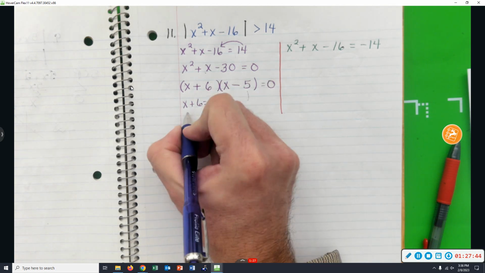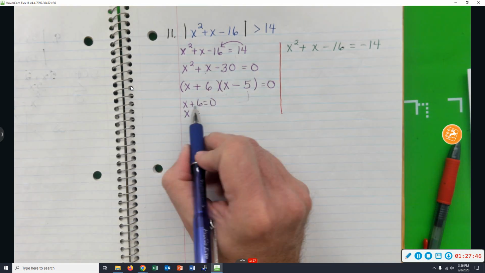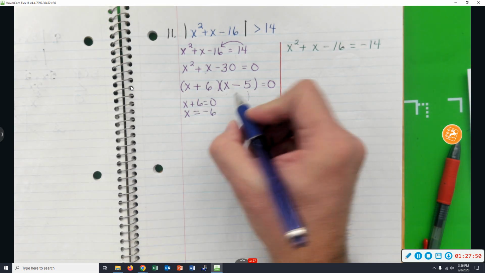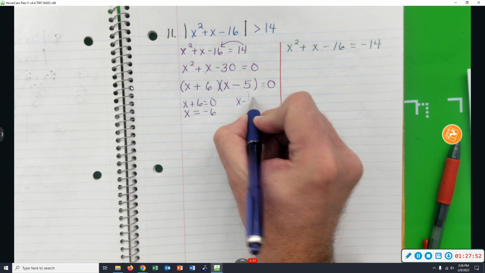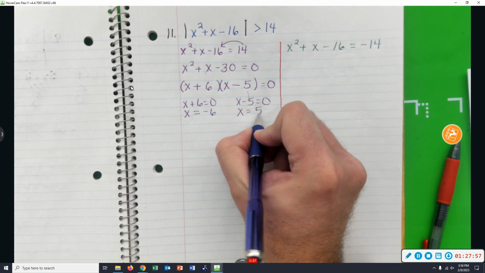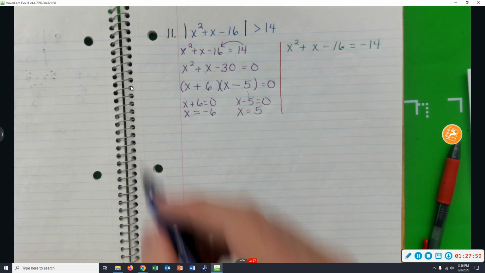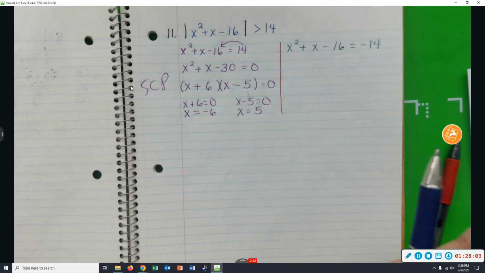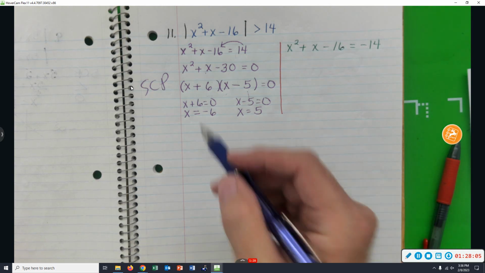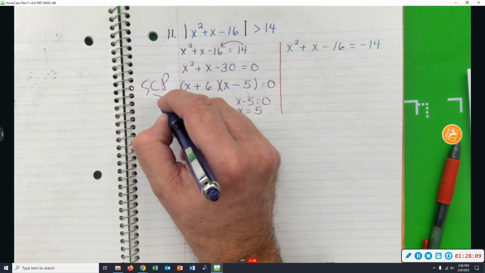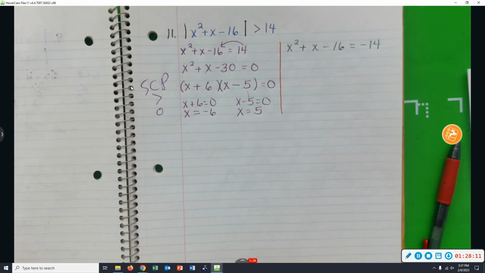So my first solution cut point would be negative 6. The second one is 5. And let's go ahead and decide between open and closed circles right now. You look at the symbol, and what do y'all decide? Open. Okay.